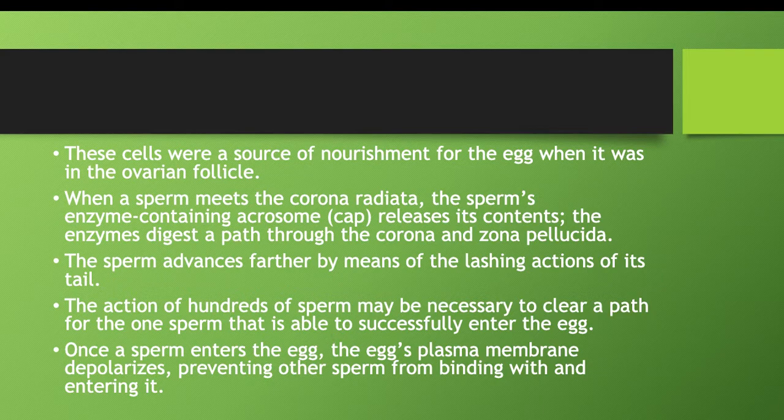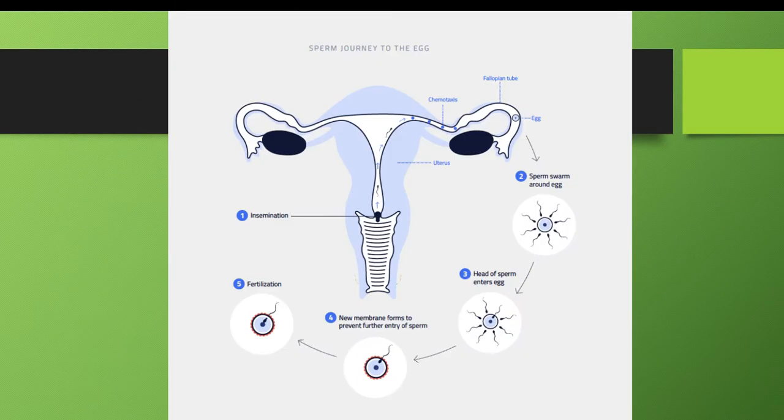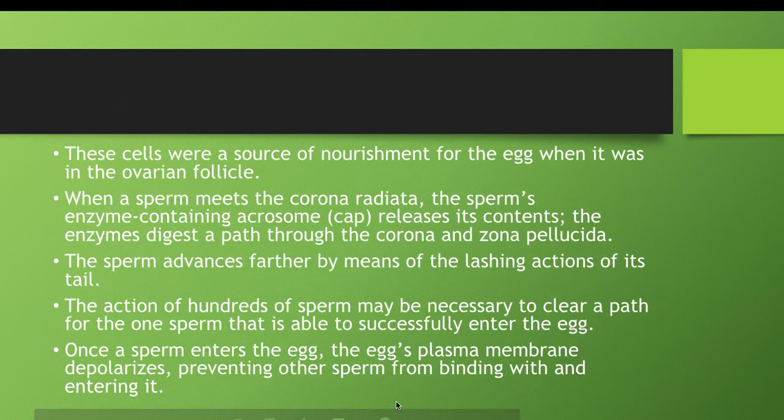The sperm advances farther by means of the lashing action of its tail. The action of hundreds of sperm may be necessary to clear a path for the one sperm that is able to successfully enter the egg. So lots of sperm are all working together to get at least one of them into the egg. That's their purpose in life, to help get one of their brothers to the egg. Once a sperm enters, the egg's plasma membrane depolarizes, preventing other sperm from entering. That's what it shows back here: a new membrane forms, which stops any other sperm from getting in.